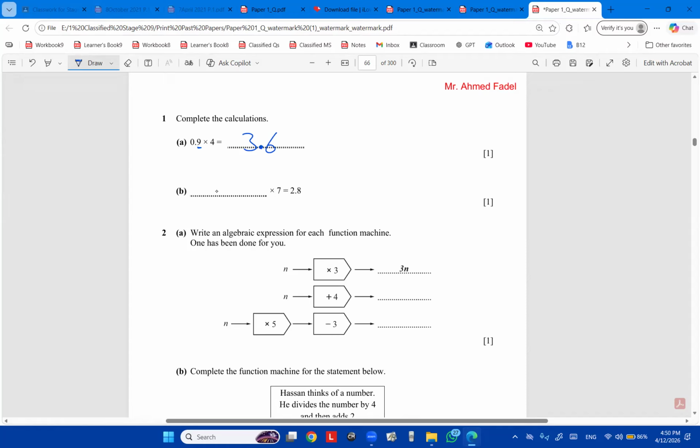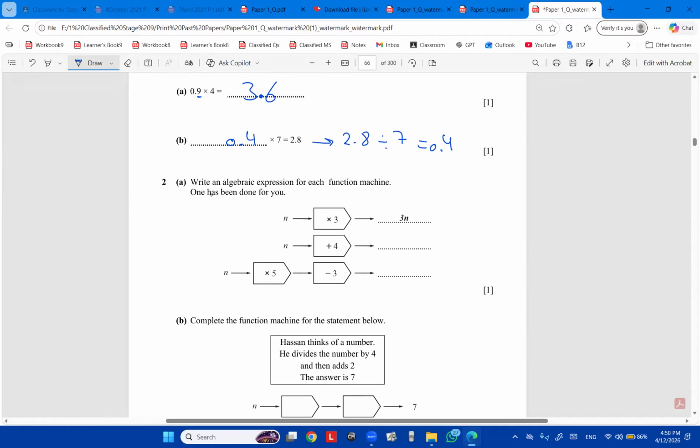In question B, they're saying what multiplied by 7 is 2.8. It is exactly as if they're saying 2.8 divided by 7 is what? Also here, ignore the decimal point, and 28 divided by 7 is 4, but I have one decimal place, so it's 0.4. So it is 0.4 multiplied by 7.